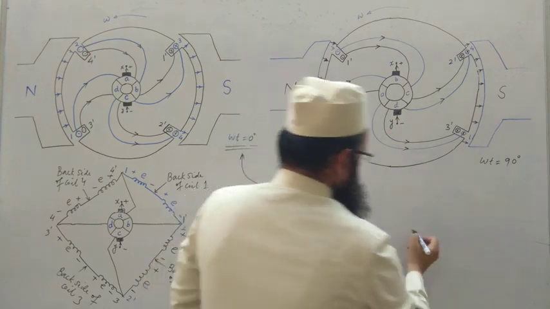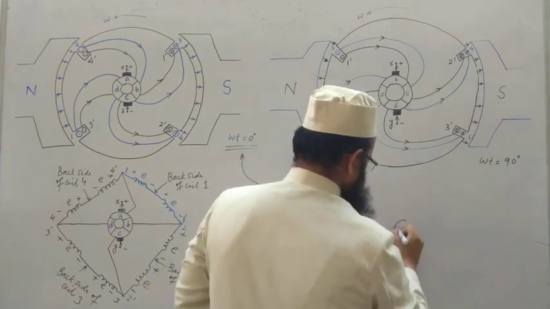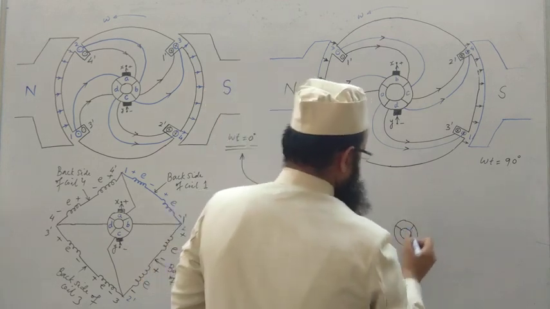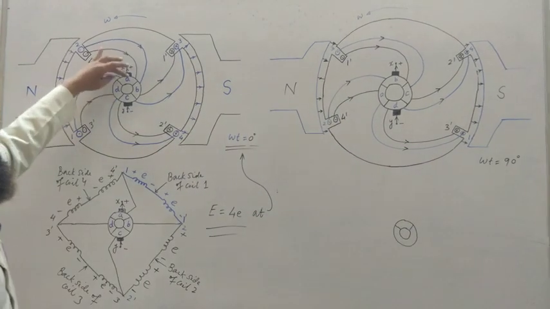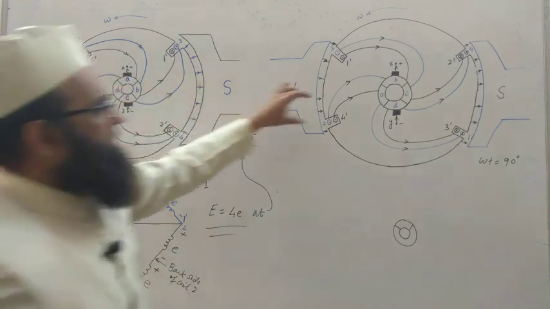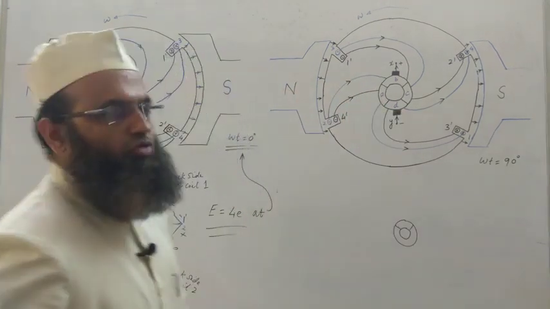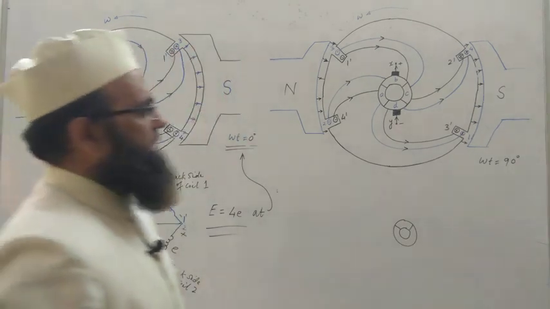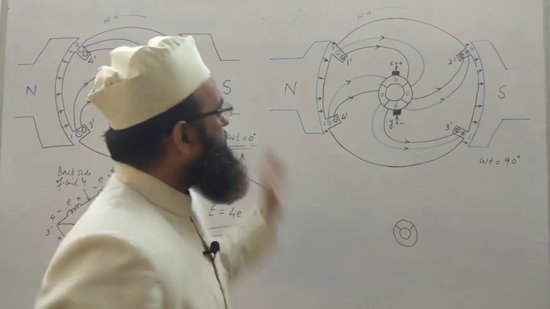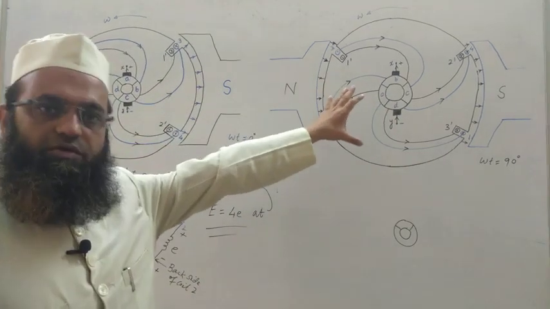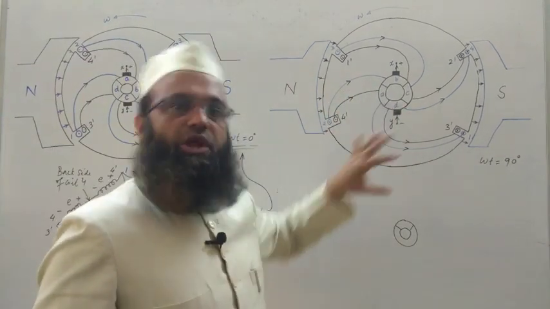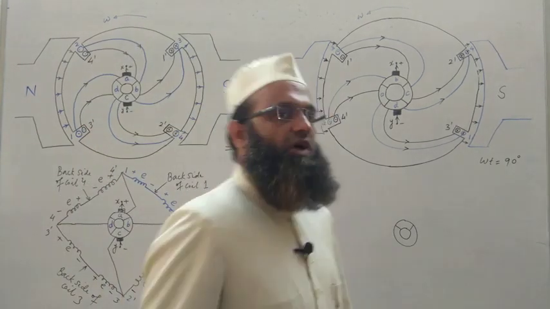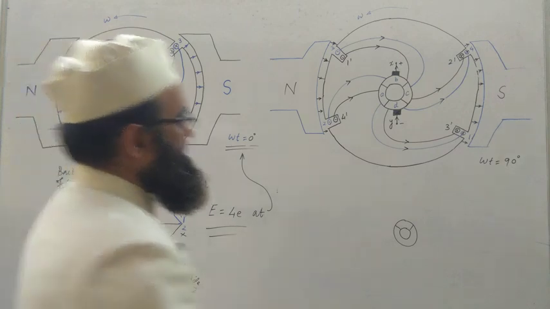First draw the commutator. So mark the corresponding positions. This was the earlier position of A. So rotate it by 90 degrees. This will be the new position of the commutator segment. You may observe that brush positions are fixed at any moment of time. Only the rotor rotates; pole positions are fixed and brush position is fixed. Only the rotor along with the commutator rotates, and conductors are placed on the rotor, hence conductor positions are also changing with time.